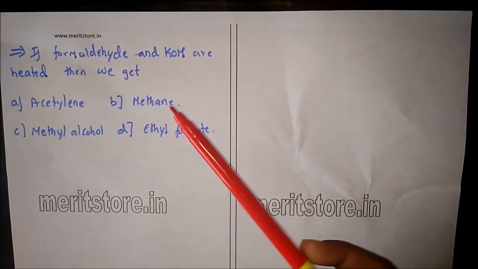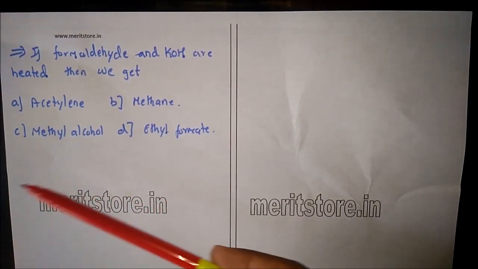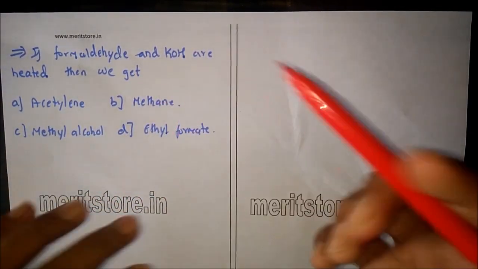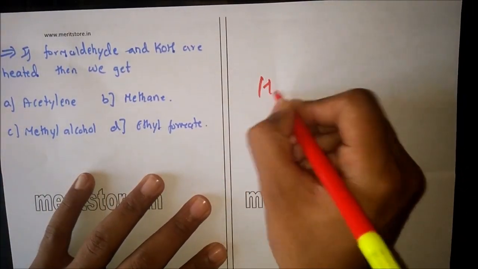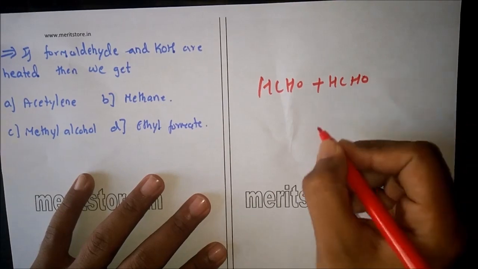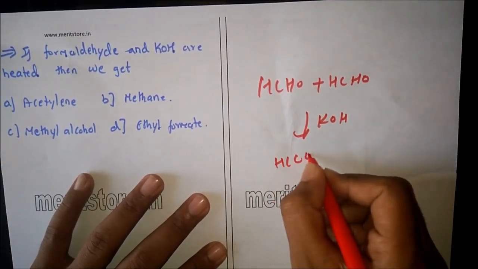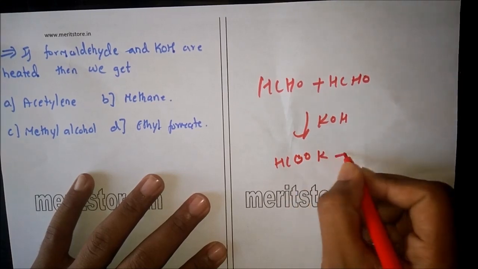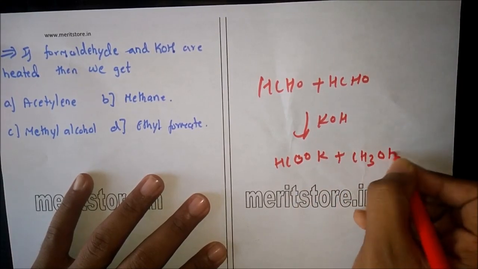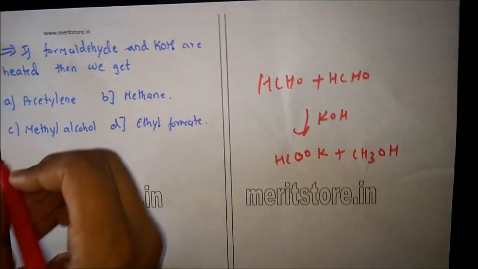If formaldehyde and KOH are heated, then we get: A. acetylene, B. methane, C. methyl alcohol, or D. ethyl formate. Now formaldehyde HCHO plus HCHO, heated with KOH, gives the compounds HCOOK plus CH3OH, which is methyl alcohol. Therefore, here the correct answer is option C, methyl alcohol.